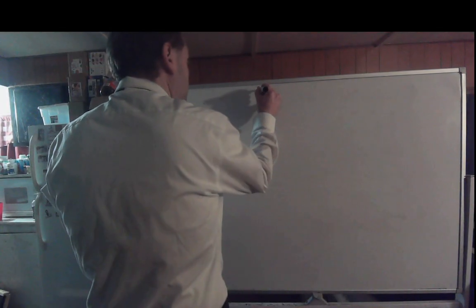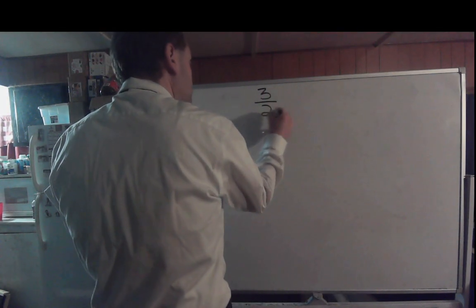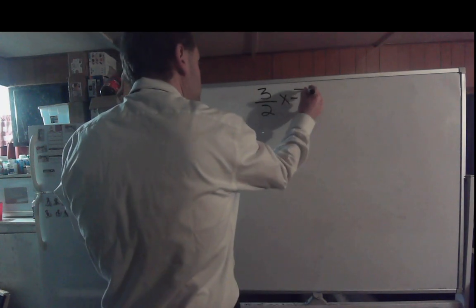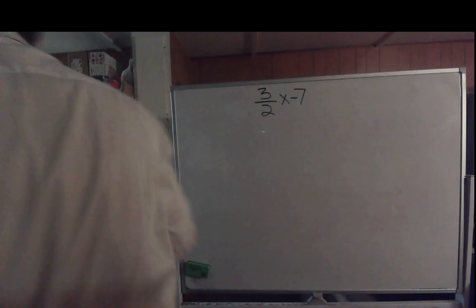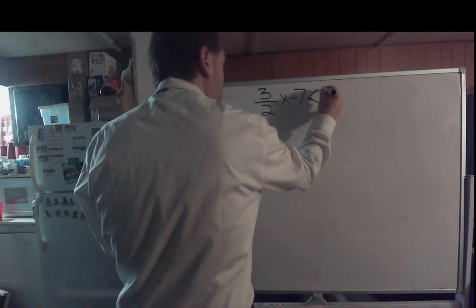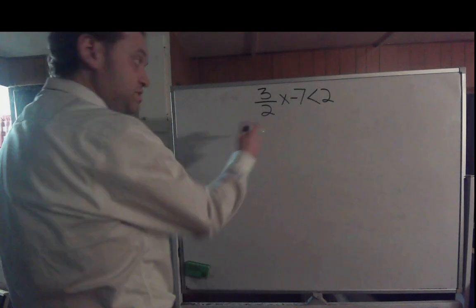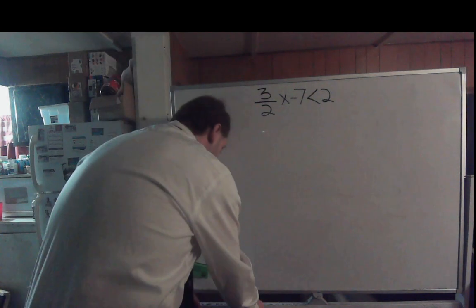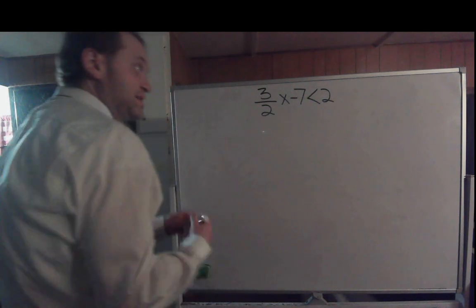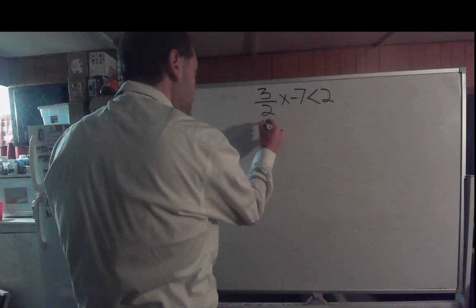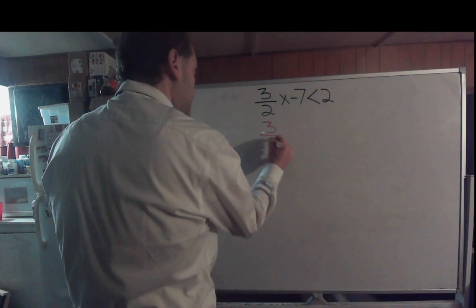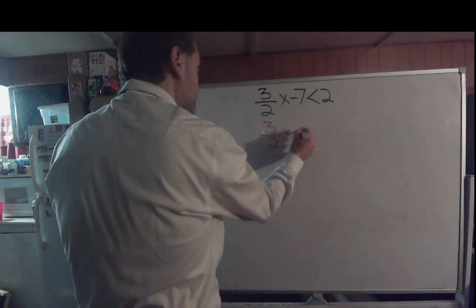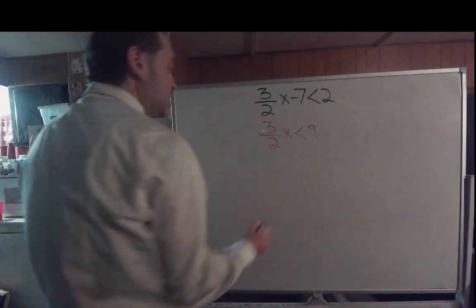What do we got next here? We have 3 halves x minus 7 is less than 2. Well, first get your 3 halves x by itself, right? So add 7 to both sides. You'll end up having 3 halves x is less than 9.